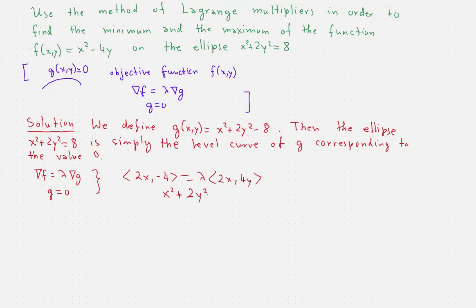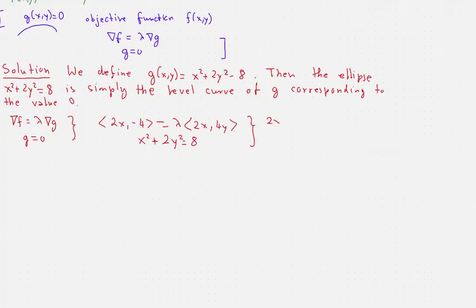Let's rewrite the system as 2x is equal to 2 lambda x, and minus 4 is equal to 4 lambda y. And of course, x squared plus 2y squared is equal to 8, but we need to pursue the one equation that will give us what we want, which is the first one. Divide by 2 and bring everything to the left-hand side. We will get x minus lambda x is equal to 0, which implies that x times 1 minus lambda is equal to 0. So there are two cases from here.